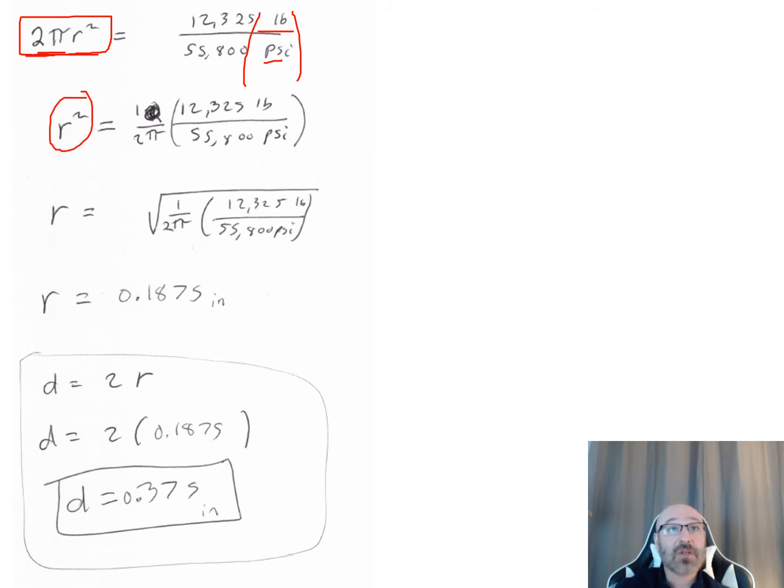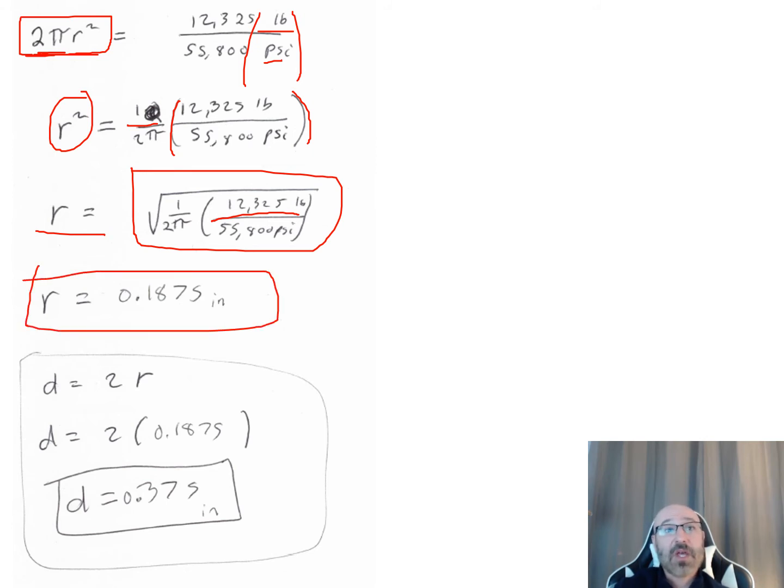So r squared is equal to 1 over 2 pi times 12,325 pounds divided by 55,800 PSI. Take the square root of both sides, so r is equal to the square root of 1 over 2 pi times our 12,325 pounds divided by 55,800 PSI. So we solve that out. Do that by hand, plug in your calculator, Excel, MATLAB, your choice. R is equal to 0.1875 in inches. Double check your units. Pounds, PSI, yes, we're in inches. Yes, that's what we expect right there.